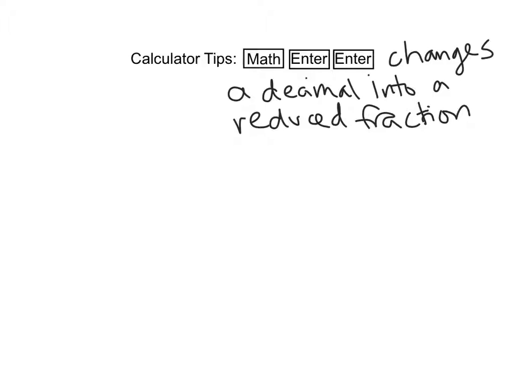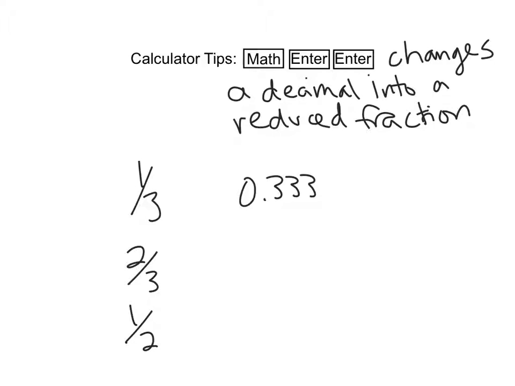So let's write a few problems and see if we can figure them out. So let's write 1/3, 2/3, and 1/2. So those will be our example problems. So 1/3, if we want to change that into a decimal, we would do 1 divided by 3. And when we do that in our calculator, we get 0.333, like that.